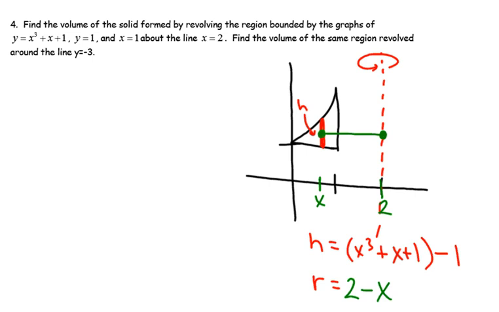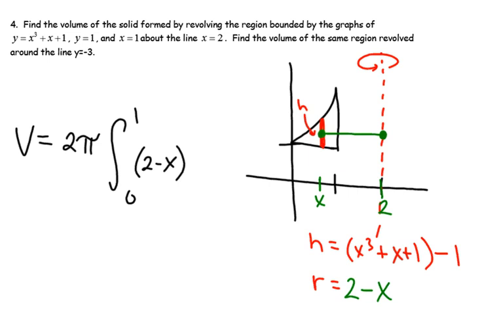All right, so our volume then would be 2 pi times the integral from 0 to 1, and then our r is 2 minus x, and our height is going to end up being x cubed plus x, because these two ones will cancel, and then dx.